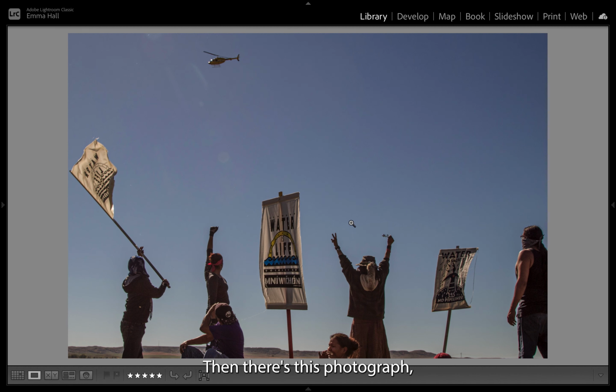Then there's this photograph, which I really do love. I love, again, these kind of lines where these people are in a line. We have the obvious sign, Water is Life, Mni Wiconi. Everyone's kind of doing their own thing. And then we have the helicopter.